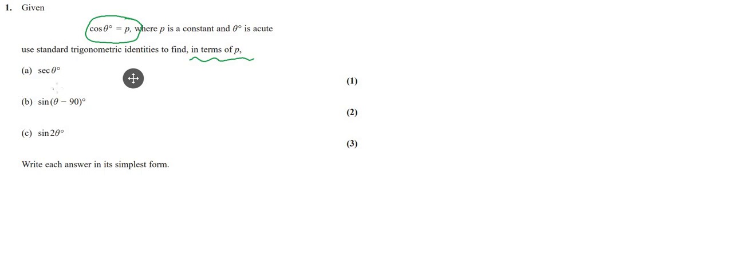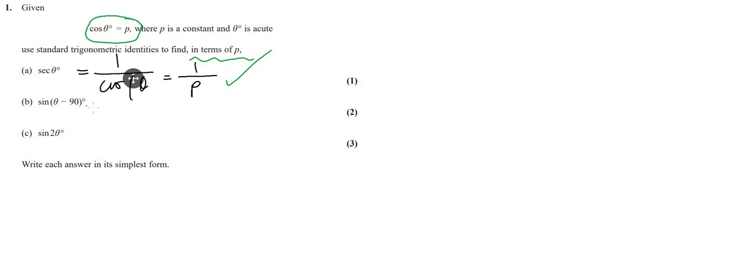So we've got sec theta. Well, we know that sec theta is equal to 1 over cos of theta. Okay, and that means that this is 1 over p, as p is defined as cos theta. So that's our first one taken care of.